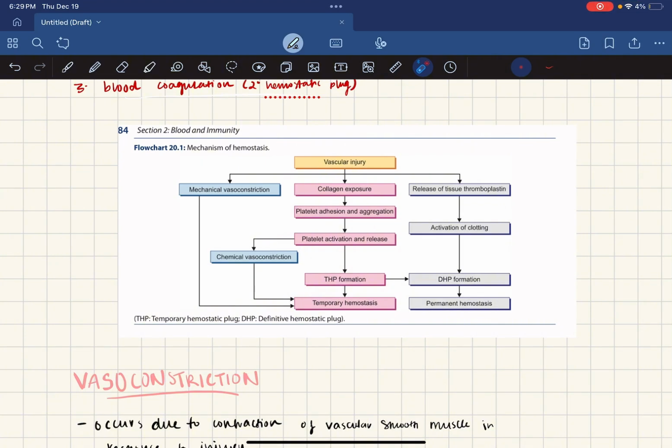Then the final process is the formation of the secondary hemostatic plug, that is with the release of the tissue thromboplastin, which activates the clotting and then forms the definitive hemostatic plug, and then there'll be the permanent hemostasis. So this is the entire hemostatic pathway in a shortened version. So let's get into it in detail.